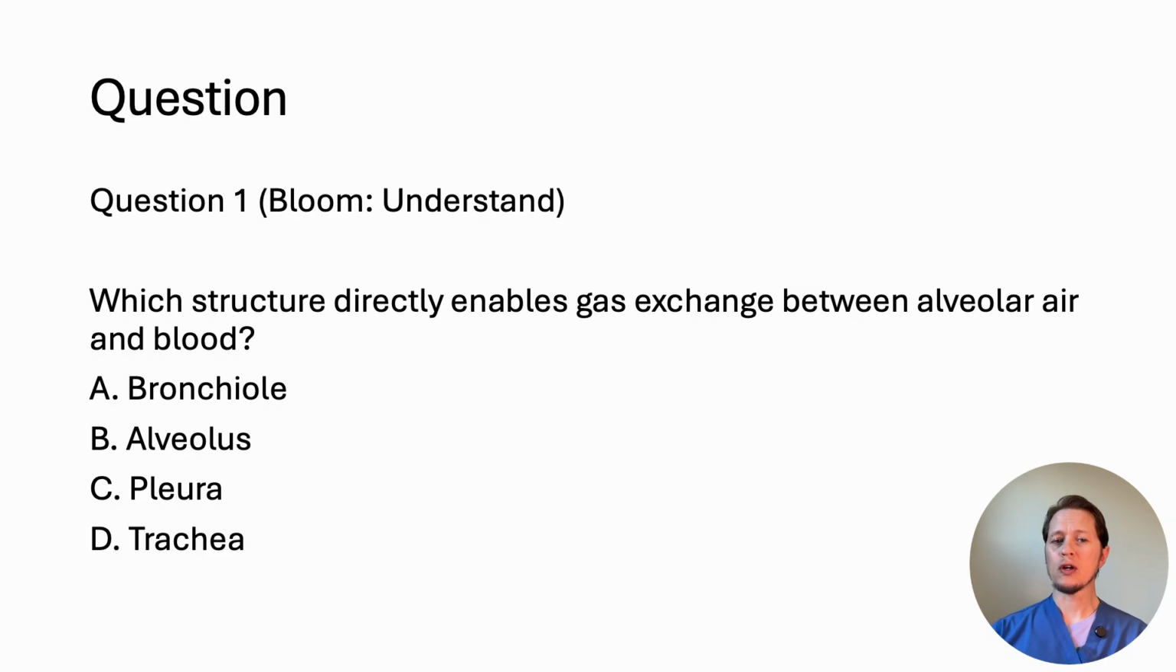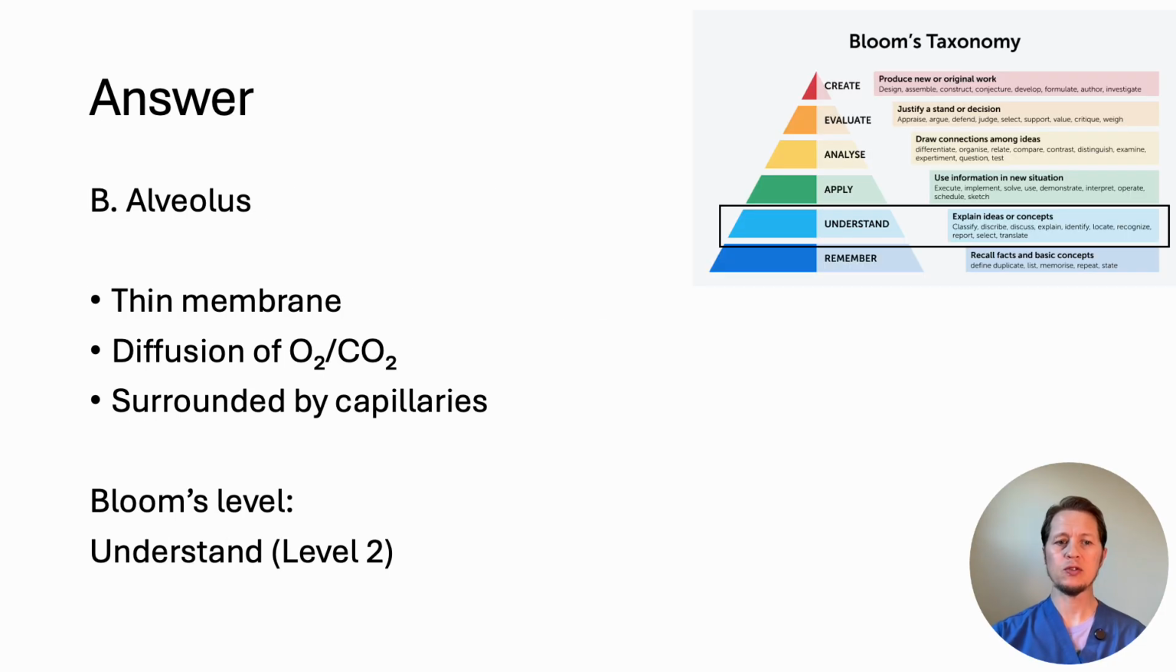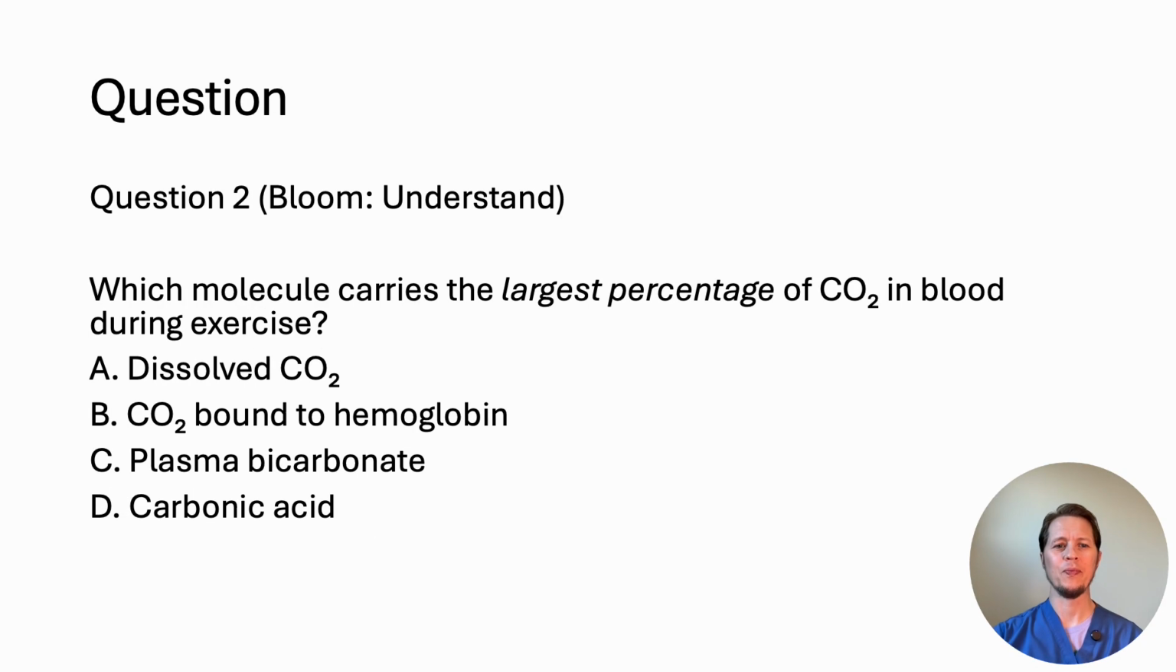Question 1. Which structure directly enables gas exchange between alveolar air and blood? Is it A, the bronchiole, B, the alveolus, C, the pleura, or D, the trachea? This one's pretty straightforward. It's the alveolus. The alveoli are the functional gas exchange units where O2 diffuses into blood and CO2 diffuses out. We are starting at the bottom, but in contrast to the last lecture, we are going to ramp up pretty fast this time.